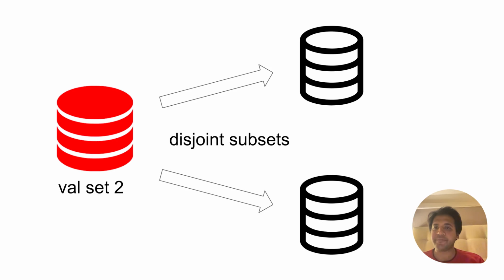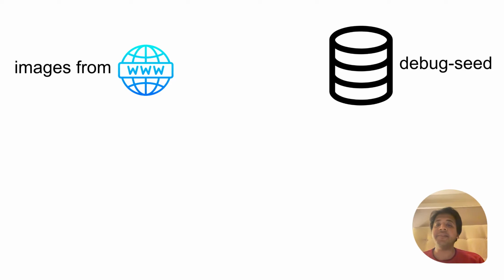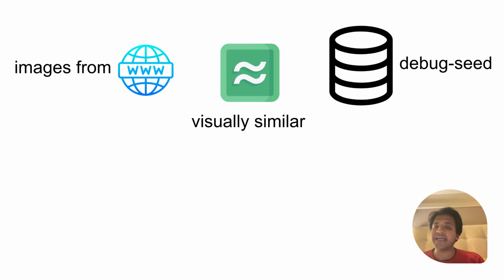We tackle this problem as follows. We divide the low performing set into two disjoint subsets. We call the first set the debug seed set and the second set the debug held out set. Using the debug seed set, we find images from the web that are visually similar to the images in the debug seed set.